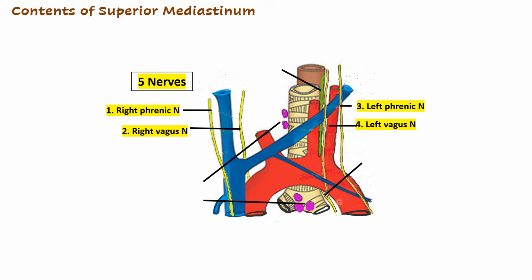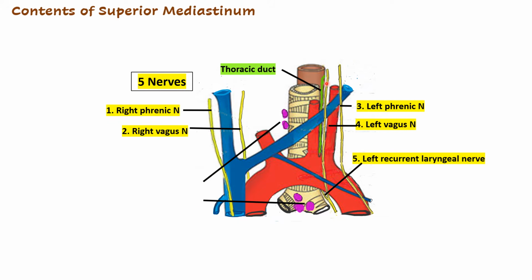Then we have another nerve that is a branch of left vagus, and this is known as left recurrent laryngeal nerve, right? As the name suggests, it is going to go back to the larynx by winding around the arch of the aorta. We don't have the right recurrent laryngeal nerve in the superior mediastinum. Why is that so? Because the right recurrent laryngeal nerve is going to wind around the subclavian artery, that is in the neck region. So we only have left recurrent laryngeal nerve, right? This has got some embryological basis.